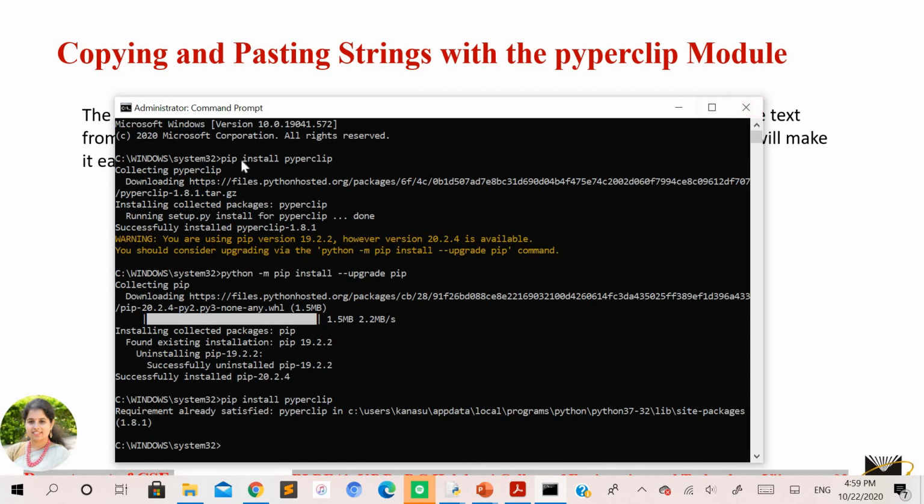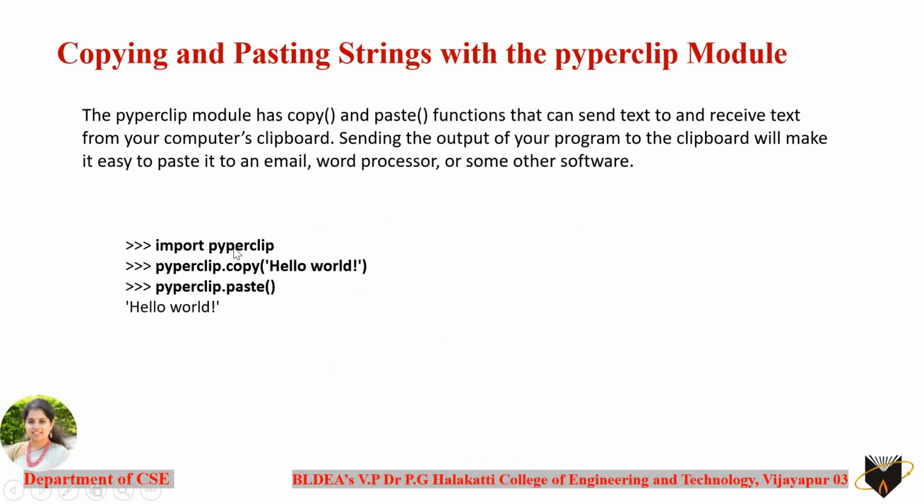You can see that for installing pyperclip, the command that is used is pip install pyperclip. If you type only this much in the command prompt running in administrative mode, you will be able to install pyperclip. Once you have installed it, the next thing is you have to import pyperclip, and then you can use the copy and paste methods from this module.